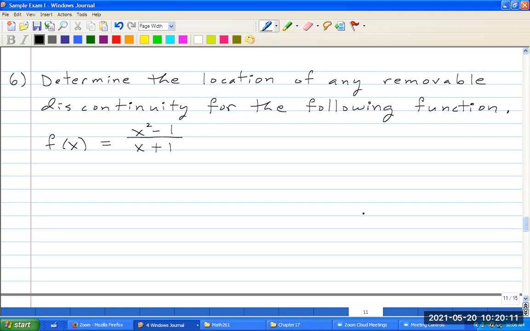So let me do problem number 6. Determine the location of any removable discontinuity for the following function. Well, first off, we have f of x equals x squared minus 1 over x plus 1. So first off, this is a rational function, and I know that a rational function is continuous everywhere in its domain. So the only possible discontinuity is where it's not in the domain. And so the domain of f is the set of all x's not equal to -1.